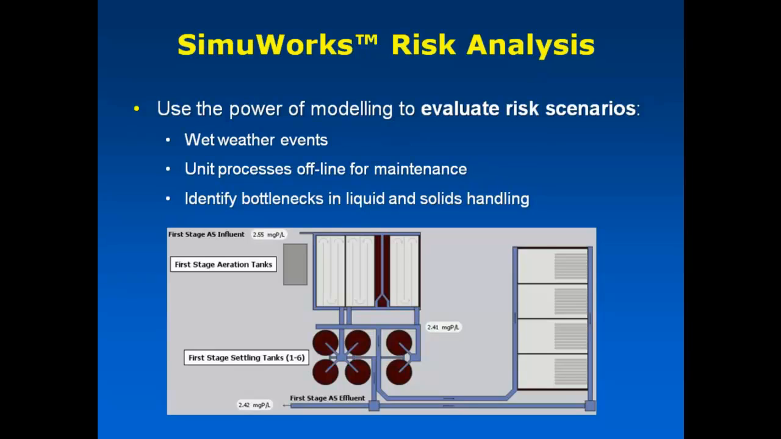That can then be combined with taking processes offline. What's our worst case scenario if we have one of our clarifiers out of service and then one of these storms hits? And you can run different combinations of things offline with different types of wet weather events, for example. This will also allow you to identify bottlenecks in both the liquid and solids handling side, to understand what is the risk of that bottleneck point in my plant.